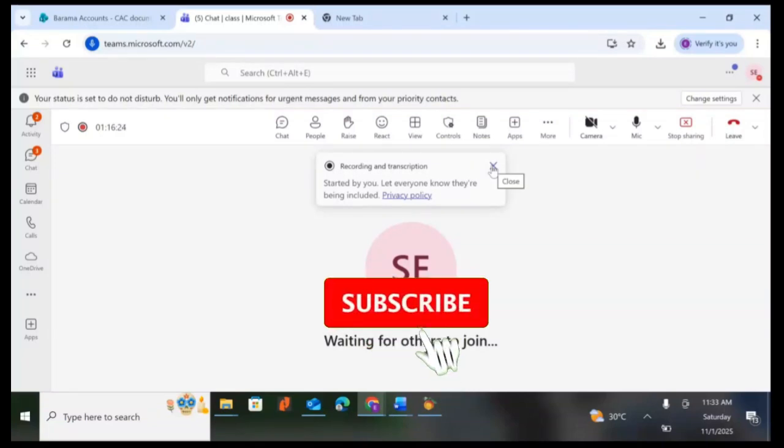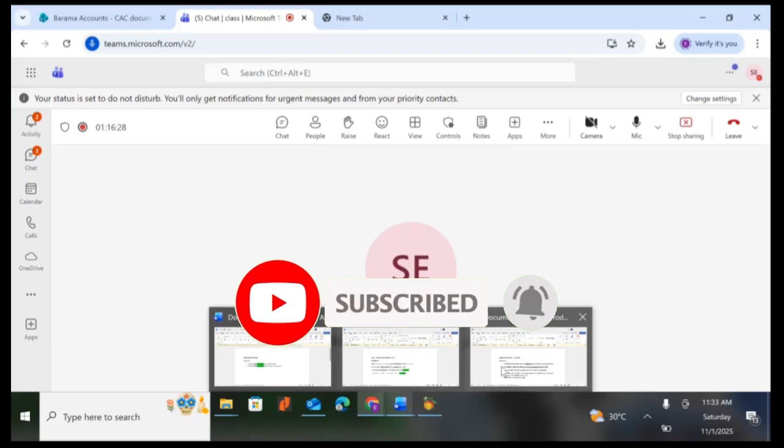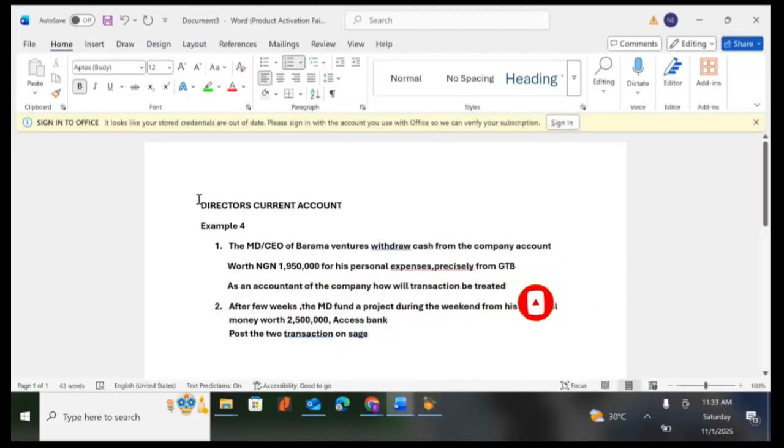We want to look at a new topic known as the director's current account. For most of this, it is actually an advanced topic. For the beginners, just follow through. I will explain a lot about this director's current account.